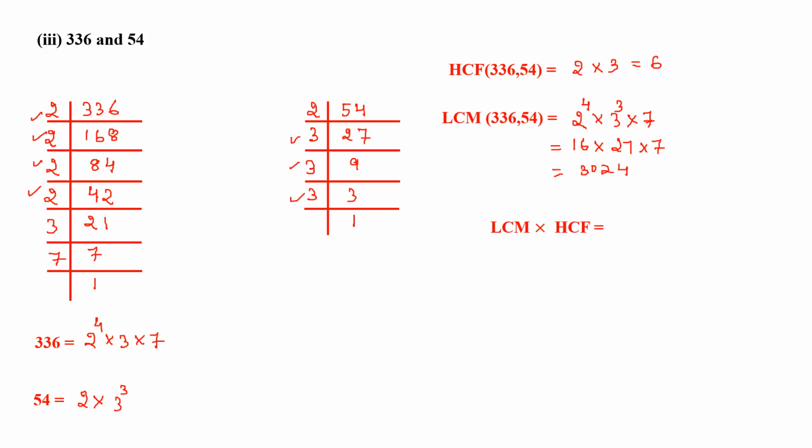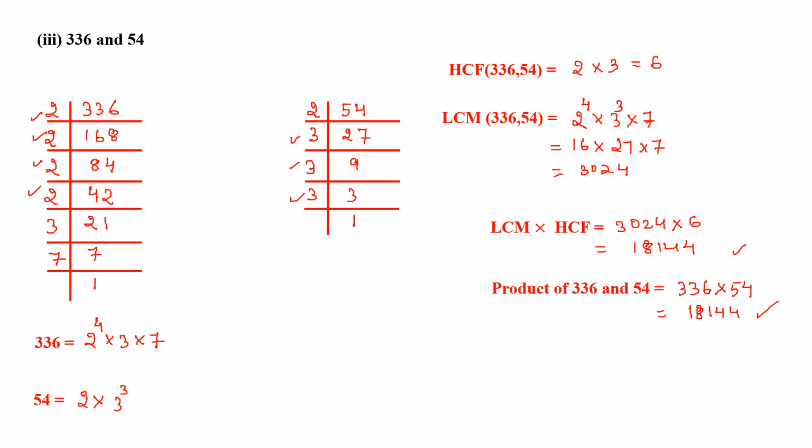Okay. So now we have got HCF, we have got LCM. Now we have to find the product of LCM and HCF. So your LCM is 3024 and HCF is 6. Let's multiply it. If you multiply, you will get 18,144. Now next multiply the numbers 336 and 54. So 336 multiplied by 54 if you do, you are going to get 18,144. And so from here you can see the product of LCM and HCF is equal to product of 336 and 54. So it's verified that product of LCM and HCF is equal to product of the two numbers.